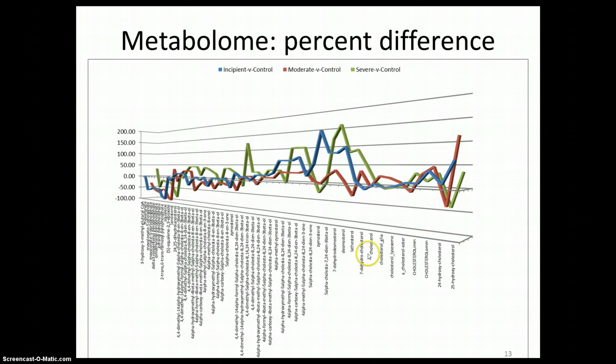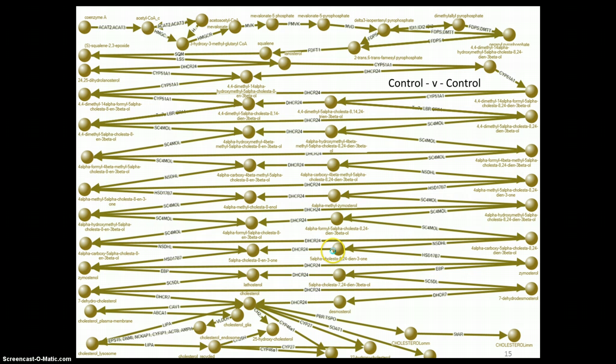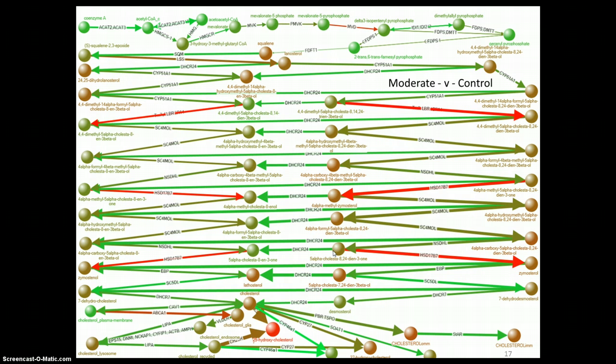So here's the metabolome with every metabolite. Here's the fluxome comparing incipient to everything back to control. So this is just a quick screen. And then we can flip through these. I just have a couple minutes left of recording, so I'm going to go through them. You can stop the video and watch.